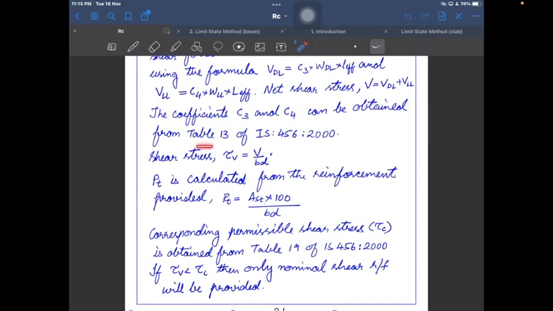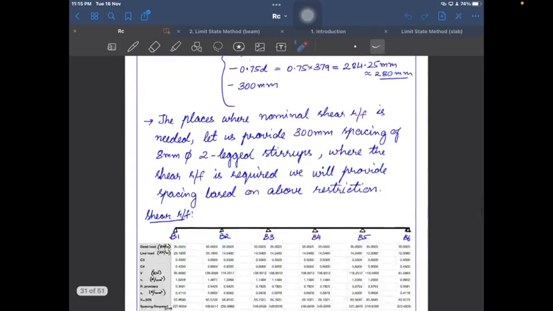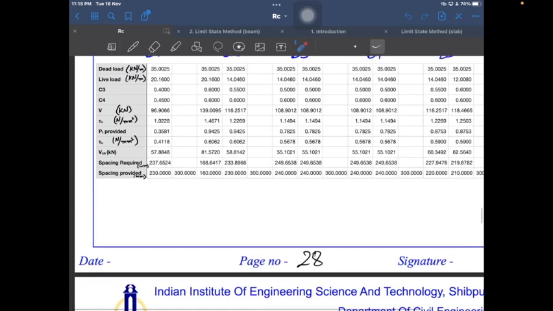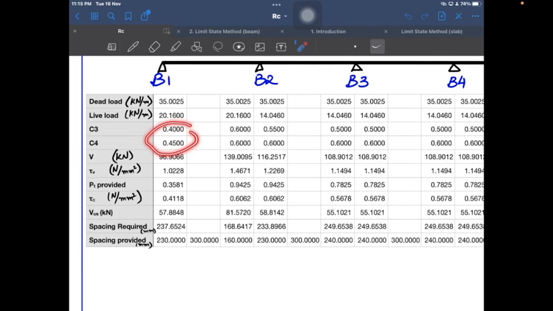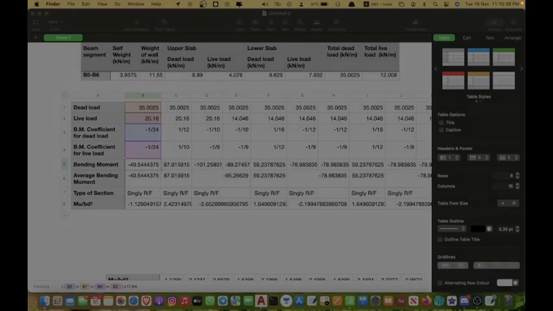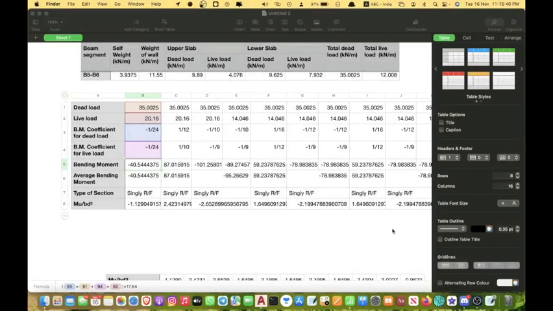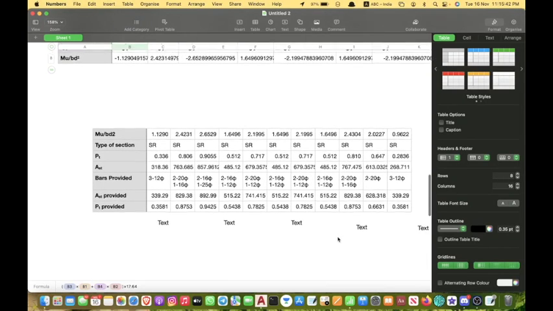Where is this table 13? Okay, yeah, so we can get our coefficients, and using the formula we calculate V. What formula? I have the formula, I will show you. So where is V?